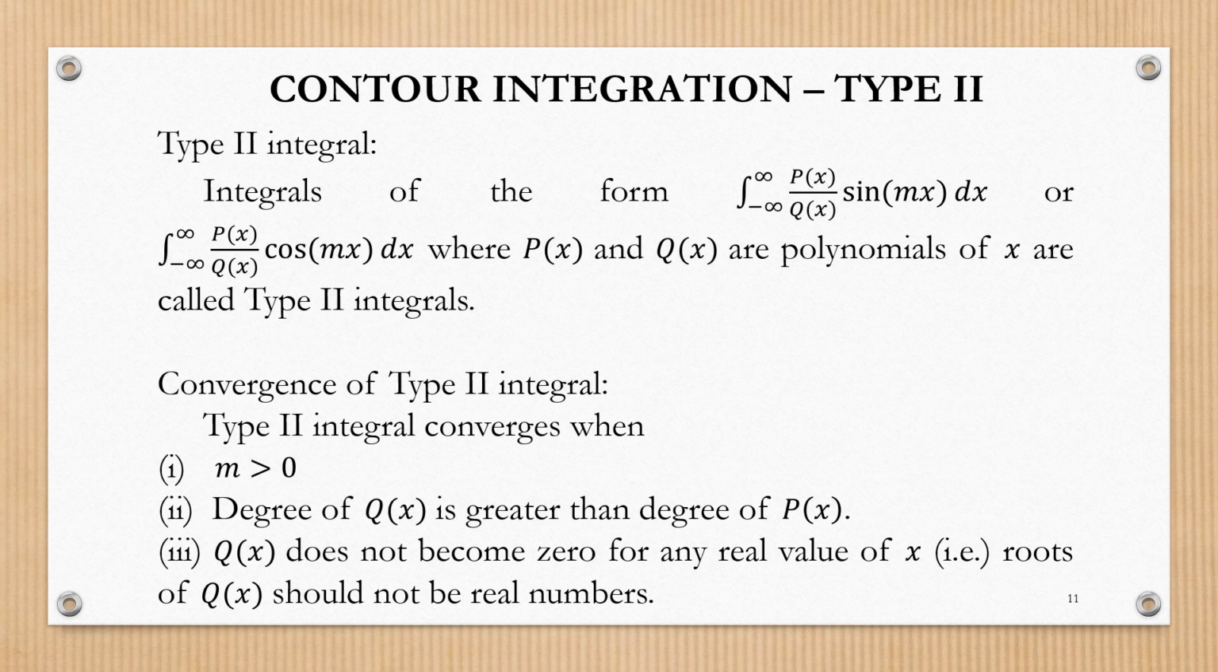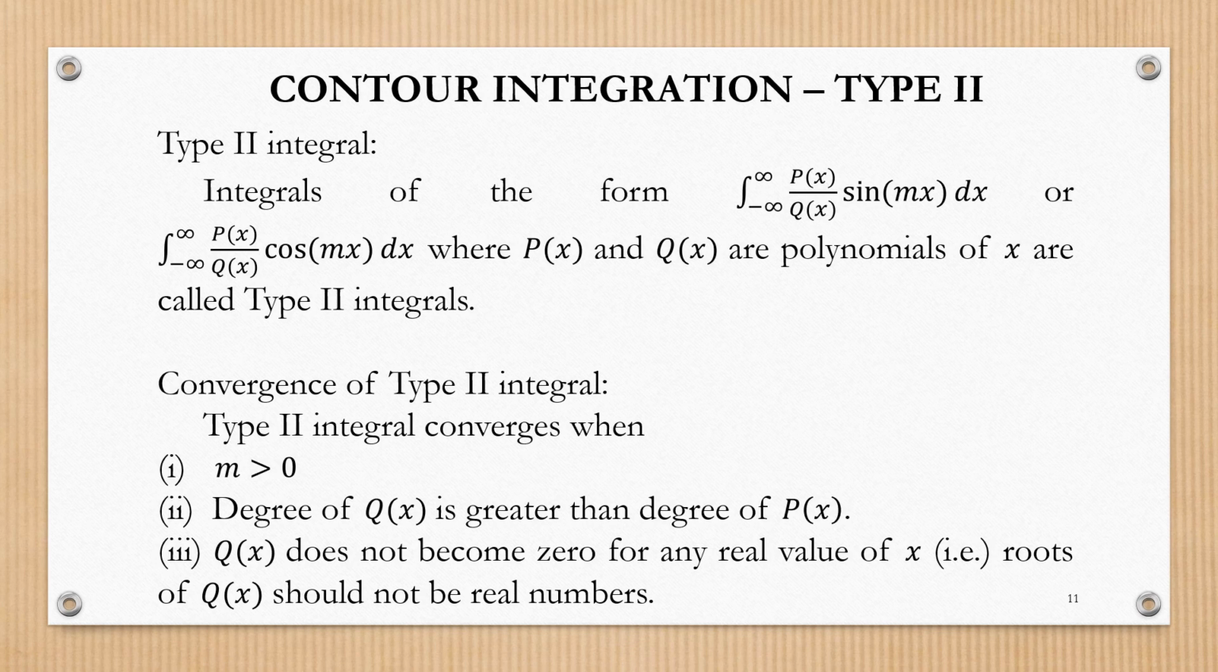Condition number 2, the degree of the denominator polynomial q of x must be greater than the degree of the numerator polynomial. There is no restriction that it must be at least 2 greater than the numerator's degree as in type 1. In type 2, the degree of the denominator q of x must be greater than the degree of the numerator polynomial p of x. As an example, if q of x, the denominator, has degree say 7, then p of x must be of degree 6 or less. If another example, if q of x is of degree say 5, then p of x must be of degree 4 or less. It must only be greater than the numerator's degree. That is what the second condition says.